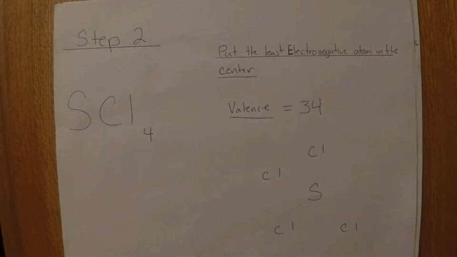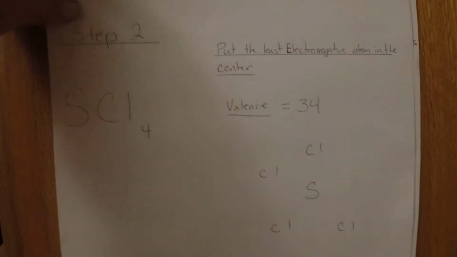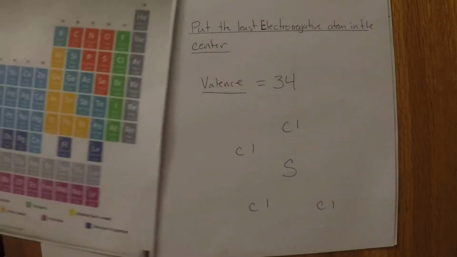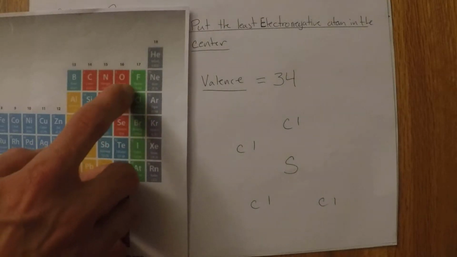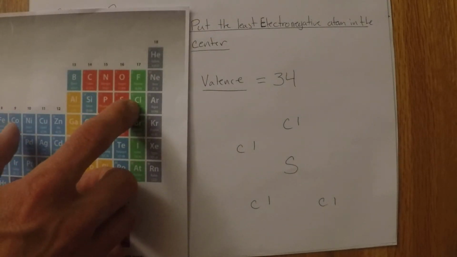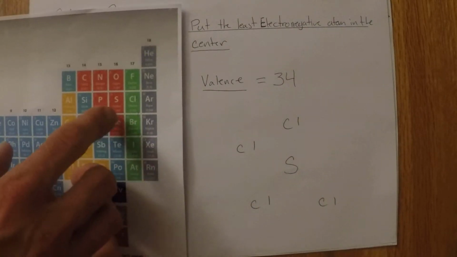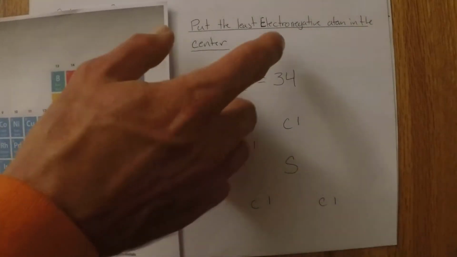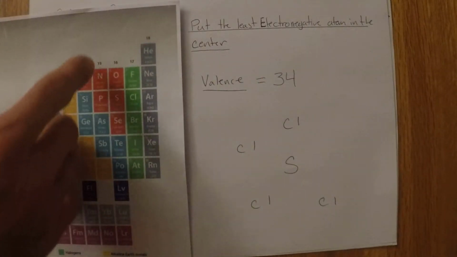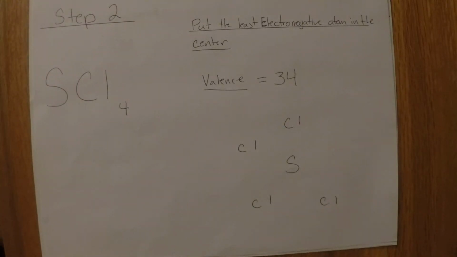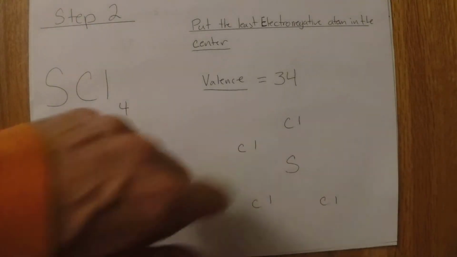Step 2 is put the least electronegative atom in the center. So here we basically have the sulfur going into the center, since it is the least electronegative, and we know that from looking at our periodic table. Fluorine is the most electronegative, and chlorine is closer to the fluorine, and the sulfur is further away. So we know that sulfur needs to go in the middle because it's the least electronegative, because it is further to the left than chlorine. So you see here the sulfur in the middle and the chlorines on the outside.